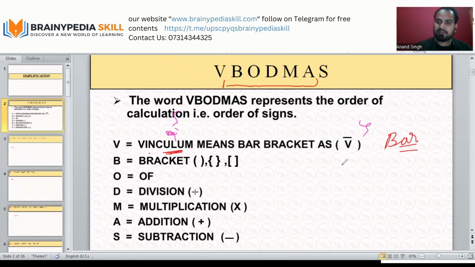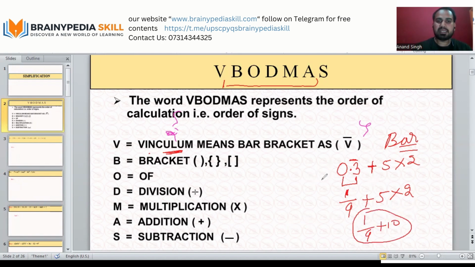For example, if I give 0.3 bar plus 5 into 2, right? So basically, first of all, our task is to solve this bar part. In later videos, I will tell you how to convert these numbers into fractions, right? Again, it's 0.3 bar. Simply, I can write 1 upon 9 plus 5 into 2, which is going to be 1 upon 9 plus 10, and then we can do our calculation, right? So this is the meaning of bar.